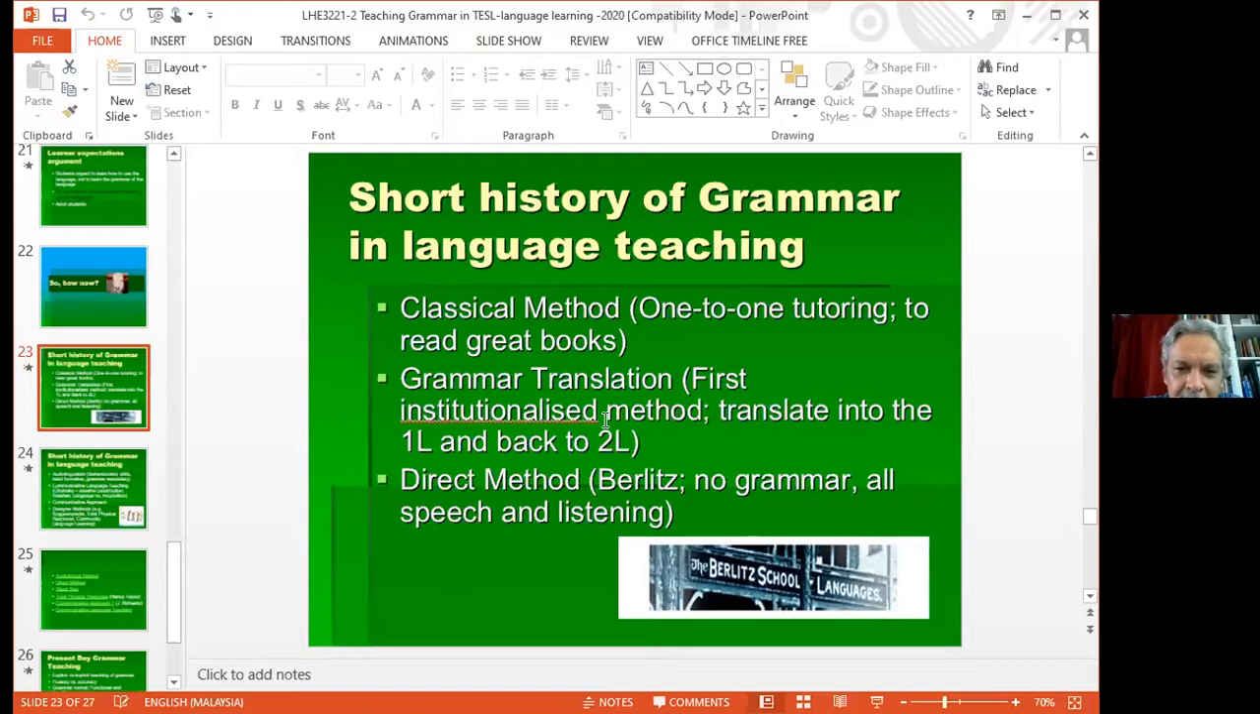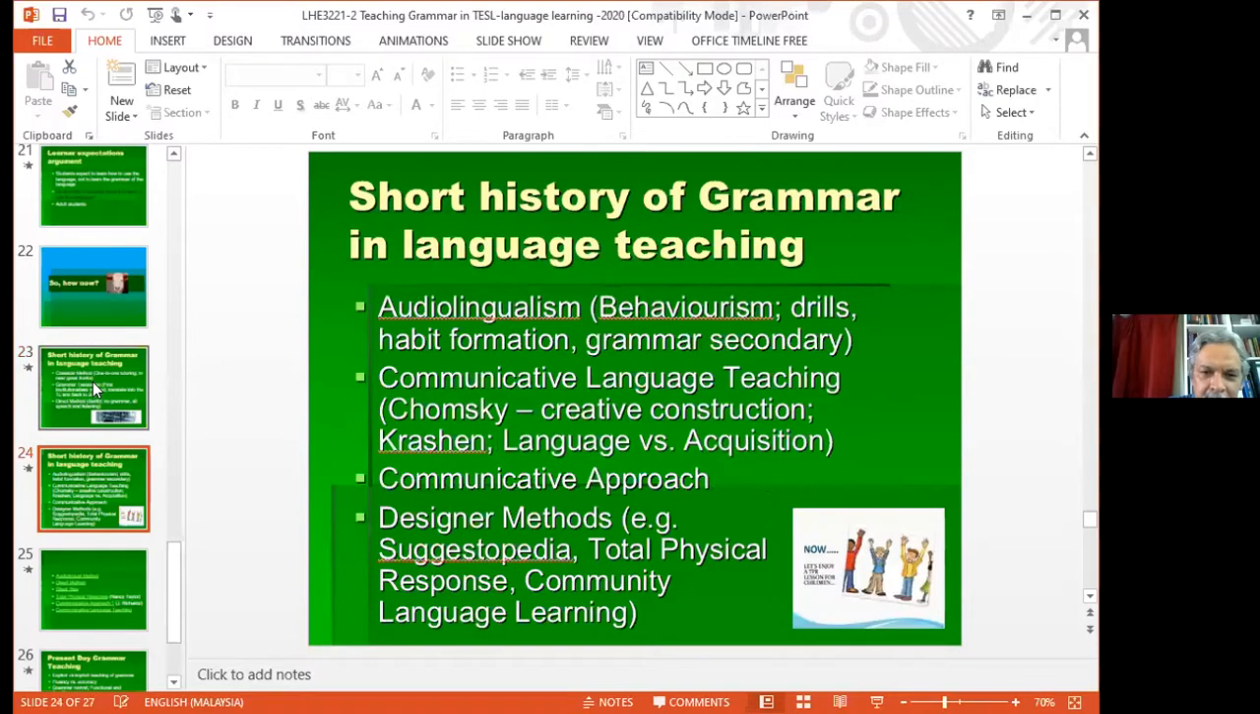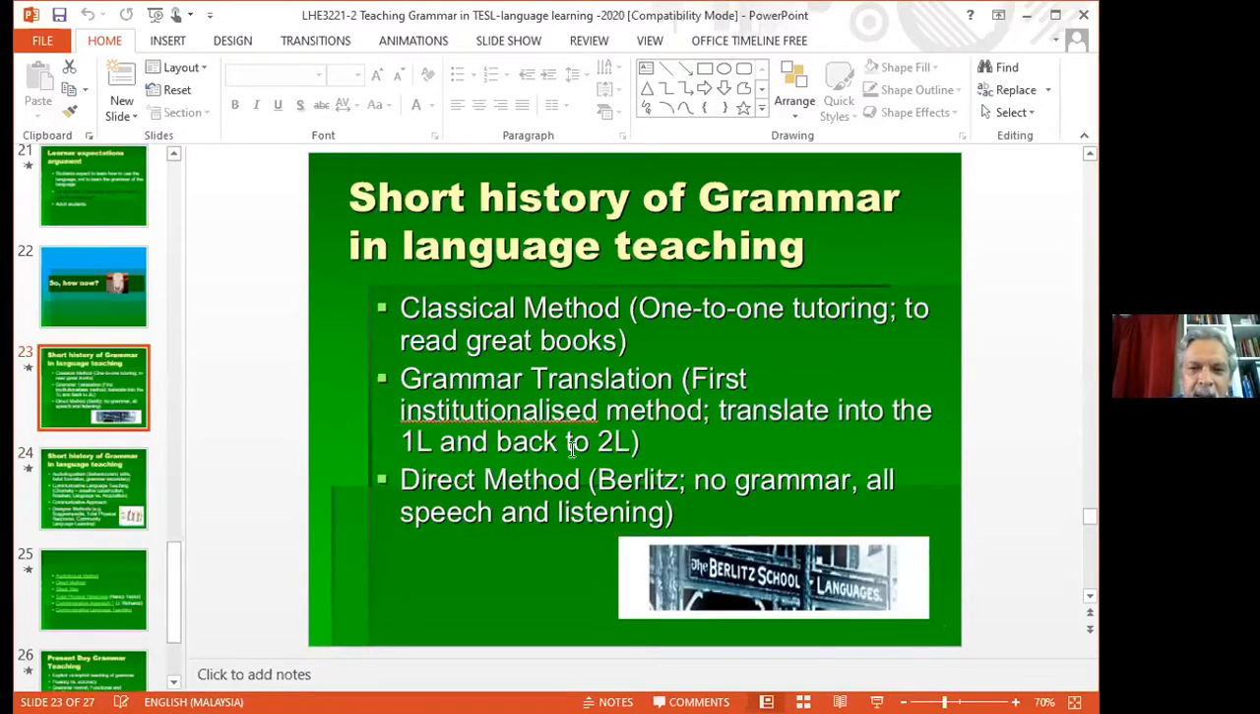Grammar translation is also very traditional. Actually, grammar translation is not referred to as the army method. The army method is the audiolingual method. I don't know whether it's here. Yeah, it's here. So grammar translation is the first institutionalized method. It's related to the classical method. It's just moving from the classical method to the grammar translation method because education is more mass education rather than one-to-one.